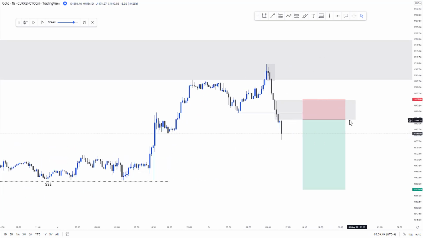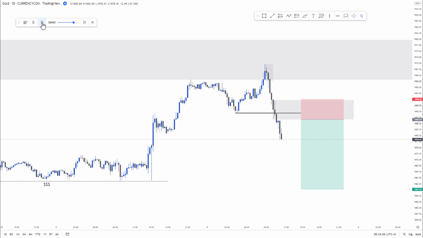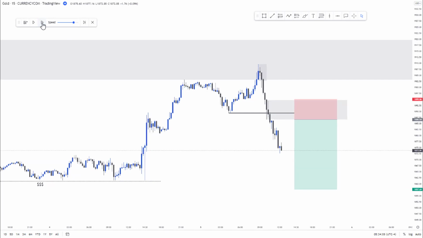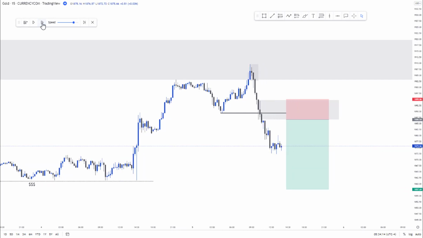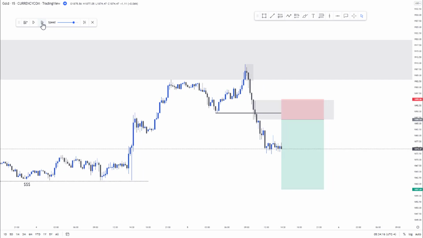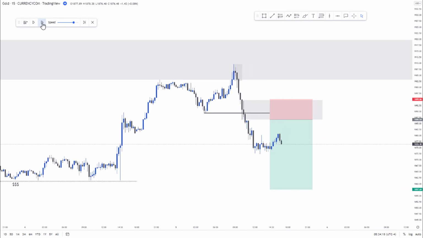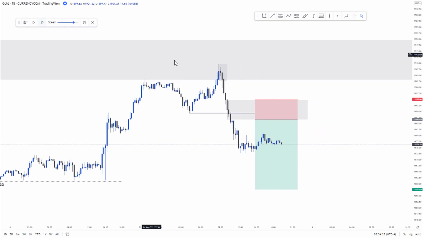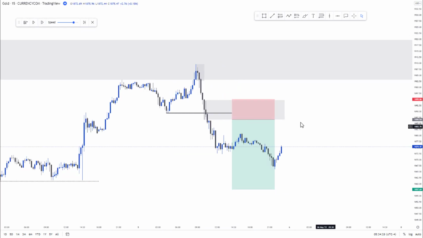So let's play price forward and see what actually happens. You can see price is still pushing down. Price continues to push down, but we are not in the trade yet, and price continues to move, and now we are getting a pullback. You can see we are not yet in the trade. You can see it very clearly, but our order is in place. So we still have patience.